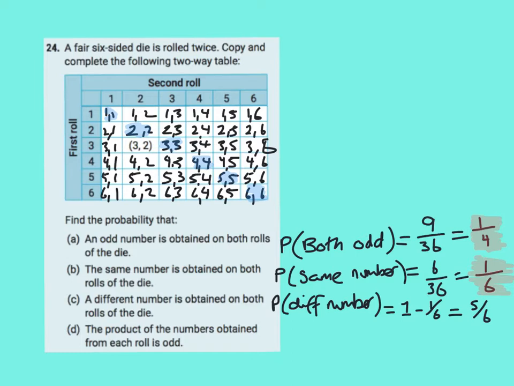Okay, the final part then, the product of the numbers obtained from each roll is odd. So P, and I'm just going to put odd product.